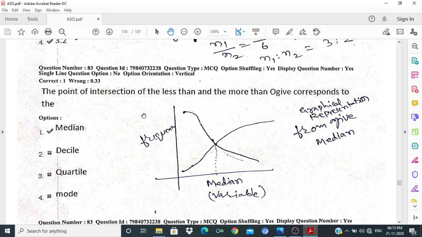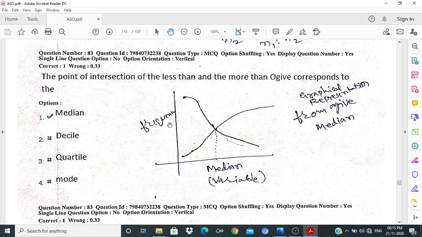The point of intersection of the less than and the more than ogive corresponds to the median. This is the less than ogive, and that is the greater than ogive. At the point of intersection, we join down to the x-axis, and it touches the x-axis at the median. We generally take the variable on the x-axis and frequency on the y-axis. For time series, time is on the x-axis and the value of the variable is on the y-axis.